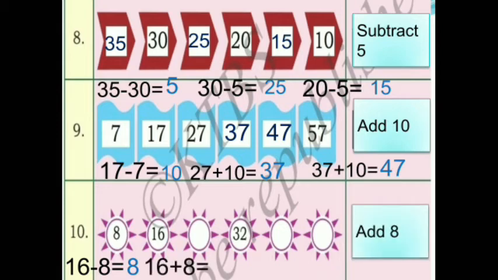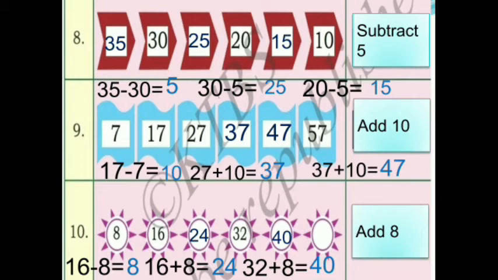What is 16 plus 8? Yes, 16 plus 8 is equal to 24. The next missing number is 24. Next we have 32. To find out the next missing number, we should add 8 to 32. What is 32 plus 8? Yes, 32 plus 8 is equal to 40. The next missing number is 40.